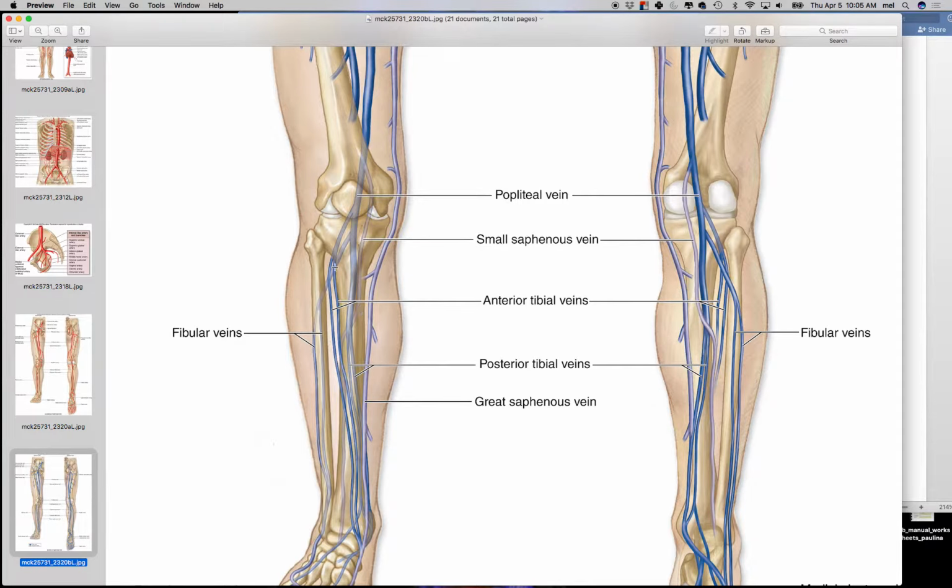Now, can they dump anywhere they damn well please? Yes, but they generally dump into the popliteal. So they're running up the anterior side and then dumping into the popliteal. So everybody good with that? Okay. And so those are the guys that you're seeing right there.